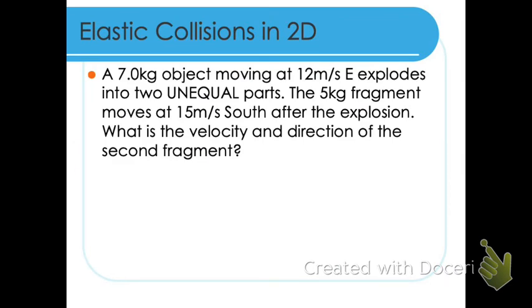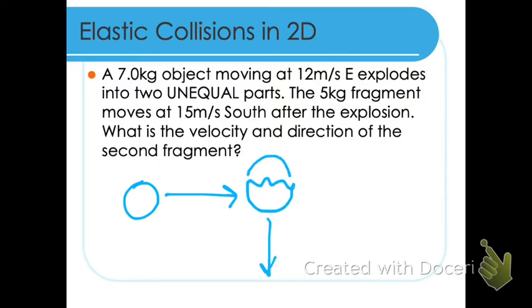A 7-kilogram object moving 12 meters per second east explodes into 2 unequal parts. The 5-kilogram fragment moves 15 meters per second south after the explosion. What's the velocity of the second fragment? So we can think of this a couple different ways. We can think of it as one 7-kilogram object at the beginning that breaks into, here's my 5 kilogram, it's going to go south. My 2 kilograms is going to have to go somewhere else, right?